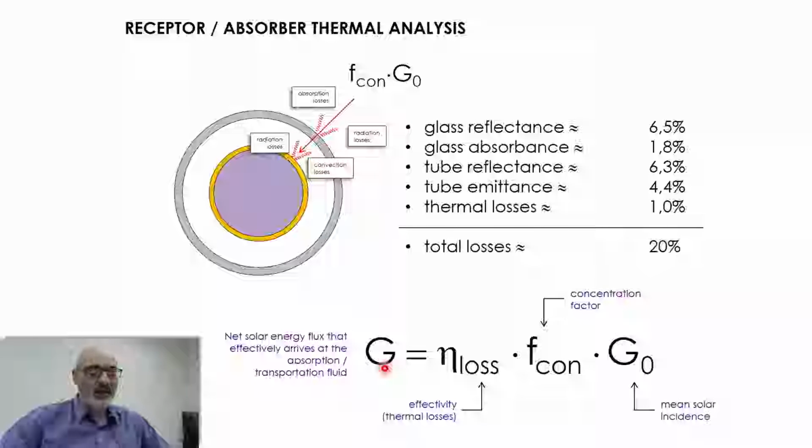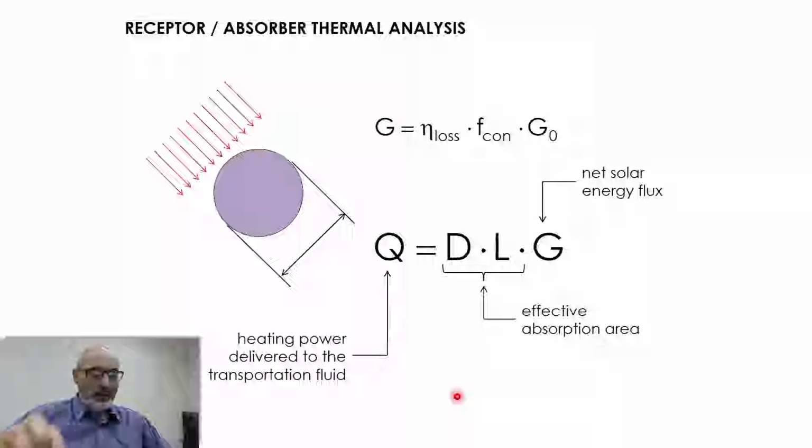So it's the concentration factor times the mean solar incidence times this efficiency, or 80% in this case, the thermal efficiency.